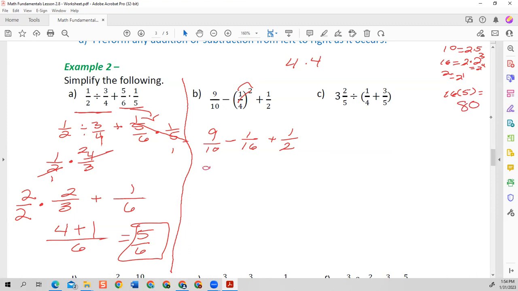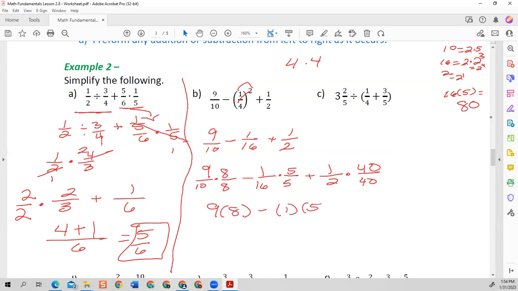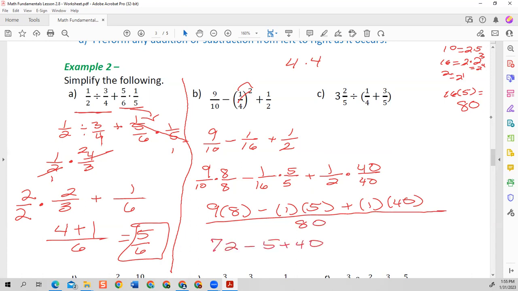So I need to change them all. I need to figure out 10 times what gives me 80? We know 8. So what I did to the bottom, I do to the top. We just figured out 16 times 5 gave me the 80. And 2 times 40, right? Gives me 80. Now I have 9 times 8 minus 1 times 5 plus 1 times 40 all over 80. So 9 times 8 is 72 minus that 5 plus 40 over 80.